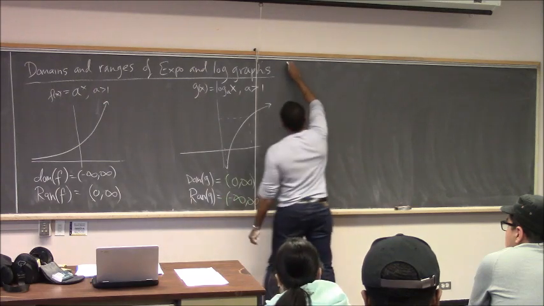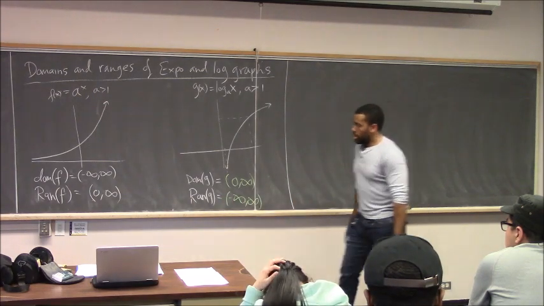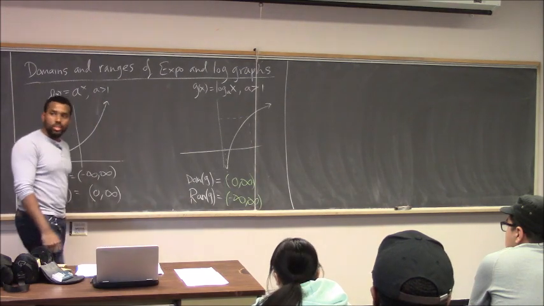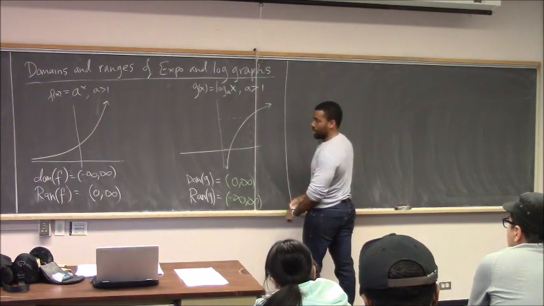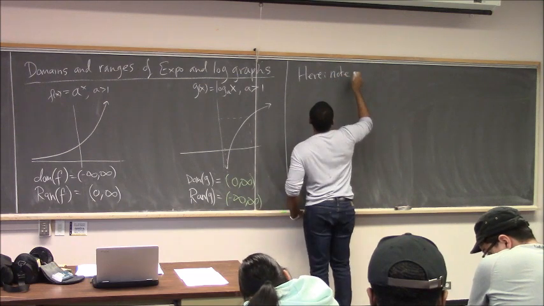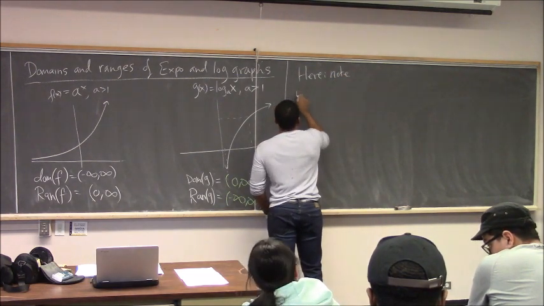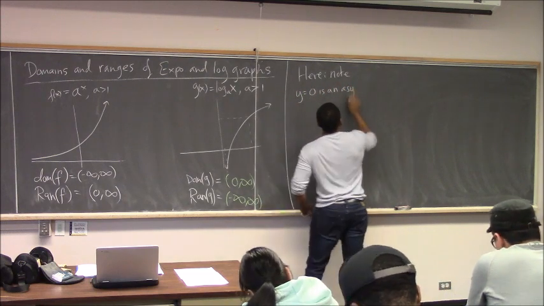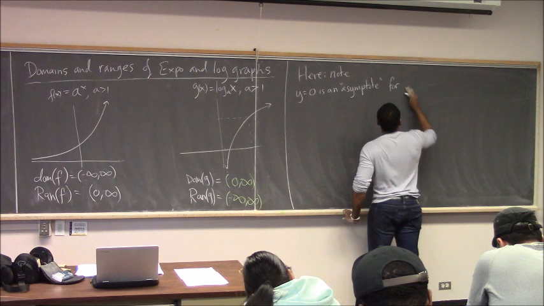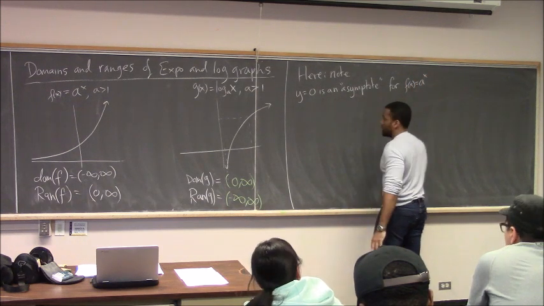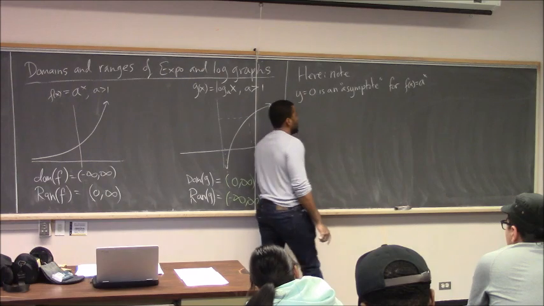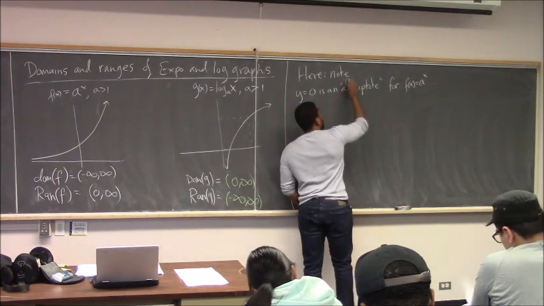Now, there's a term we use to describe this behavior. This idea of approaching some line but never actually touching it. Does anyone know what that's called? The asymptote. It's called an asymptote. So here, you should note y equals 0 is an asymptote for f of x equals a to the x. So it has what we call a horizontal asymptote because it's a horizontal line.